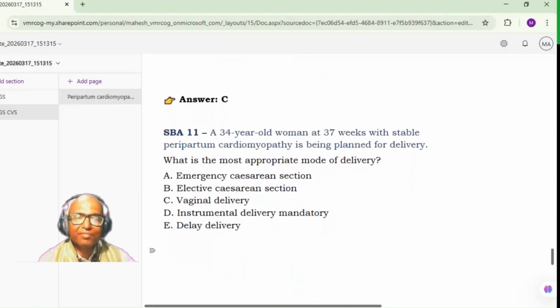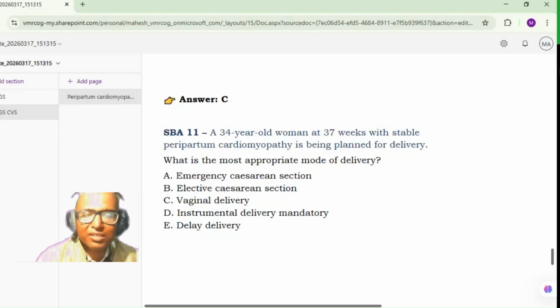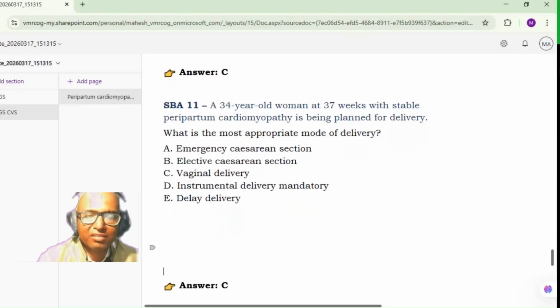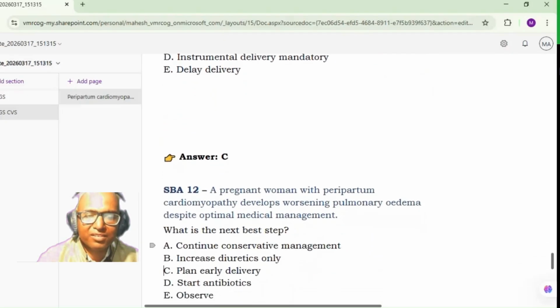A 34-year-old woman at 37 weeks with stable peripartum cardiomyopathy is being planned for delivery. What is the most appropriate mode of delivery? Emergency cesarean section, elective C-section, vaginal delivery, instrumental delivery. So C is vaginal delivery. Actually, it will not be such a straightforward question. There will be some clinical scenario given, because here we just want to say that vaginal delivery is not contraindicated. It will depend upon the scenario, basically obstetric indication. Next.